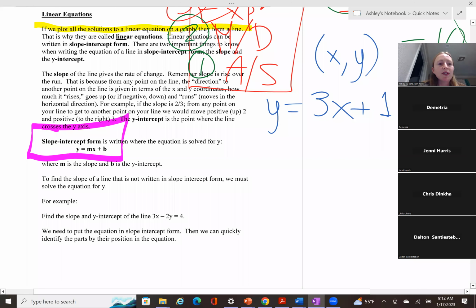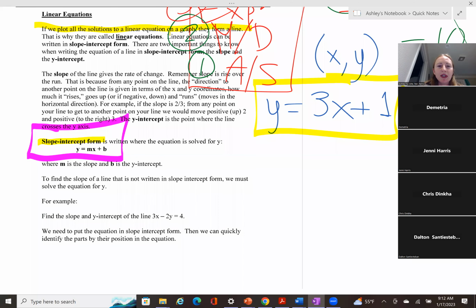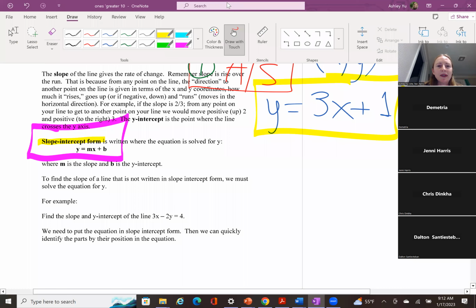We have a linear equation. They call it slope-intercept form. That's what this one I wrote is in. And this may be review, you might already know it.